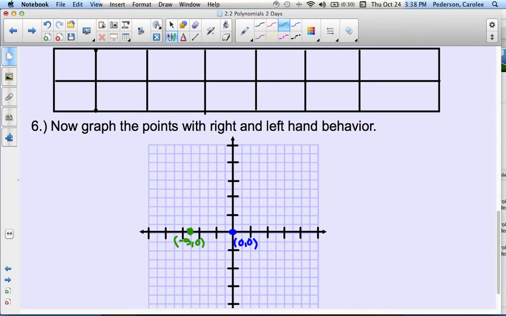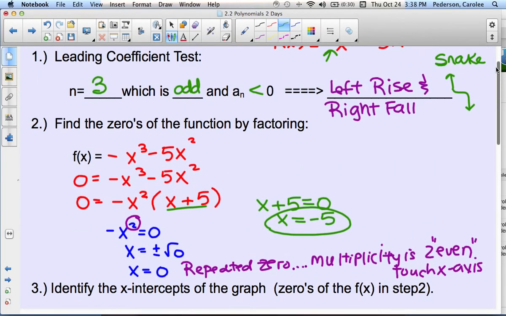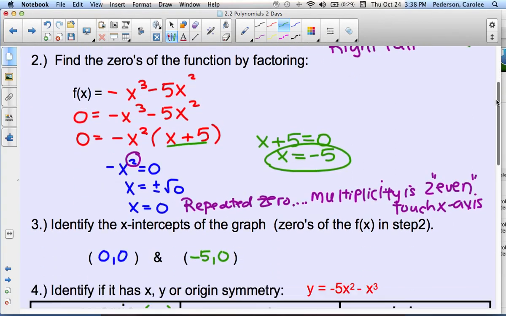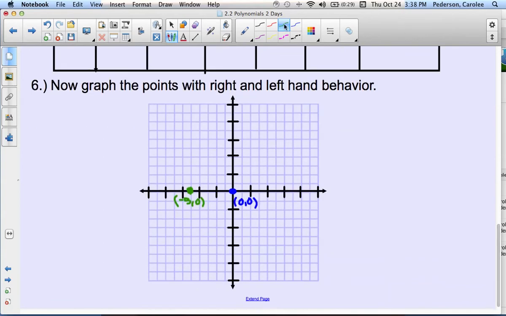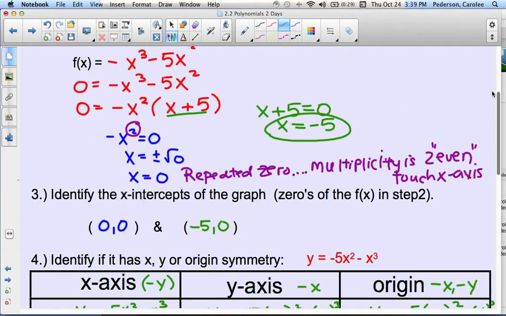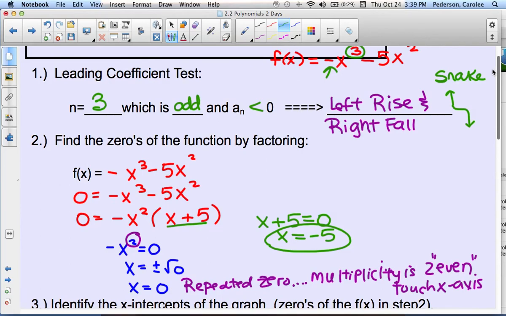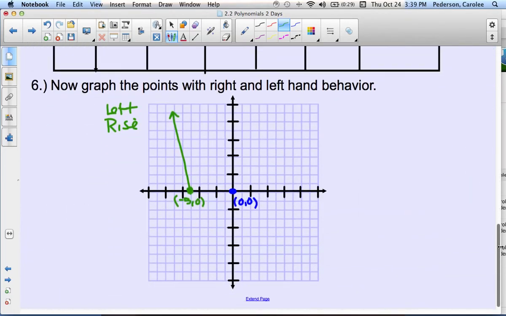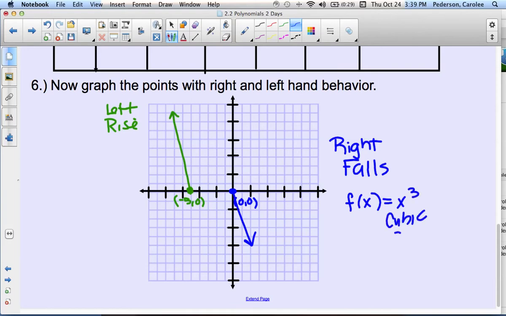Now if I remember my end behavior, it tells me that on the left-hand side, I'm going to rise. So if this is the left-hand side of my graph and here's my x-intercept, this must come up. Then on my right-hand side, what did it say it must do? It has to fall due to that leading coefficient test. So my farthest x-intercept on the right must fall. Now I know that the shape of the graph for a cubic function, f of x equals x cubed, is a snake.